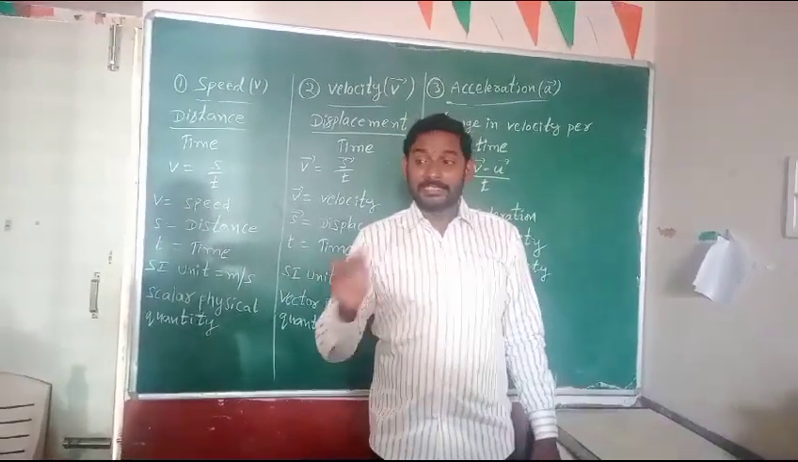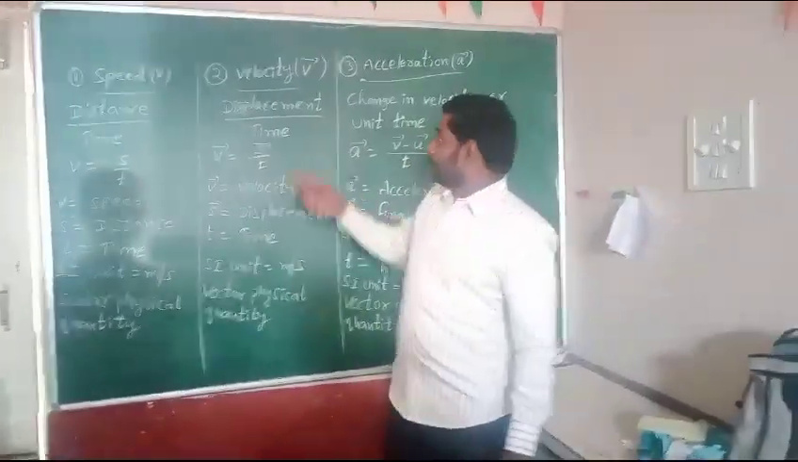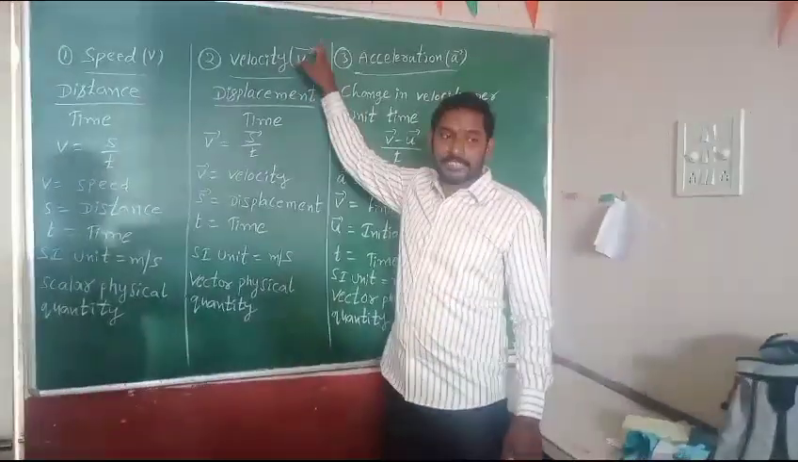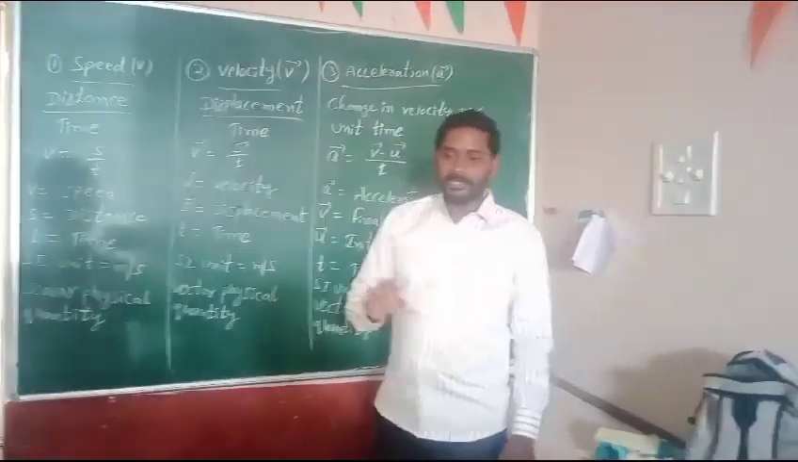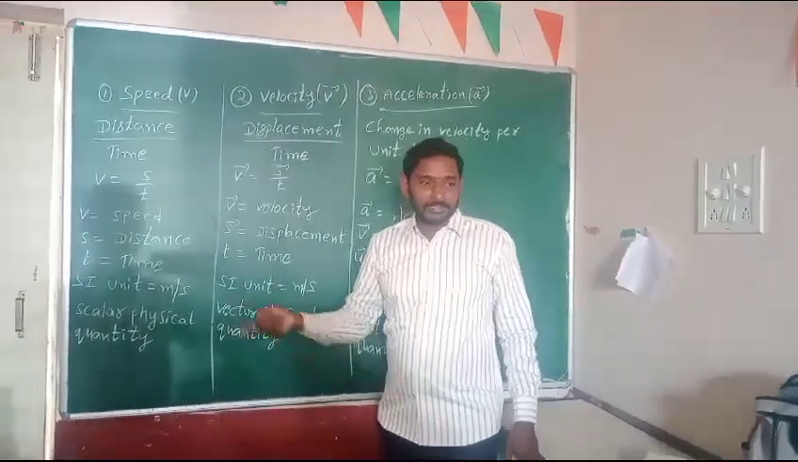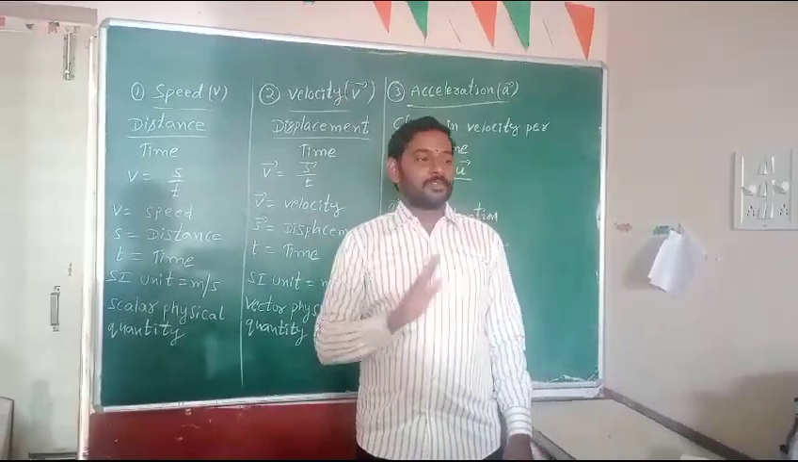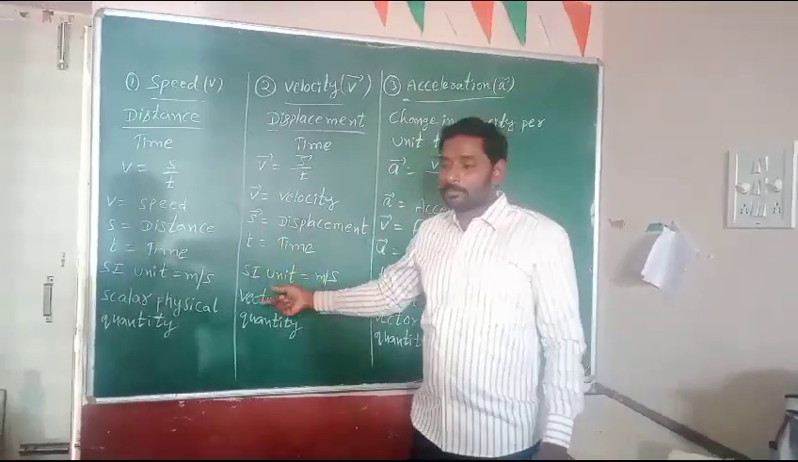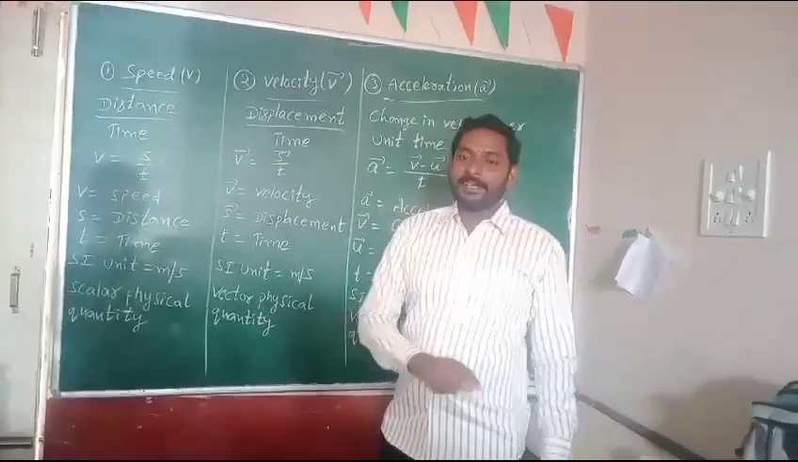Why is velocity a vector physical quantity, and what is a vector physical quantity? Observe V with an arrow. This arrow indicates that the physical quantity is a vector physical quantity. A scalar physical quantity has only magnitude, there is no direction. But a vector physical quantity has both magnitude and direction.